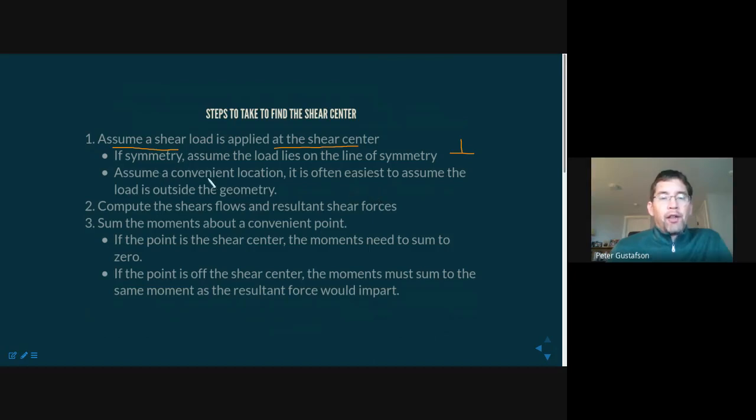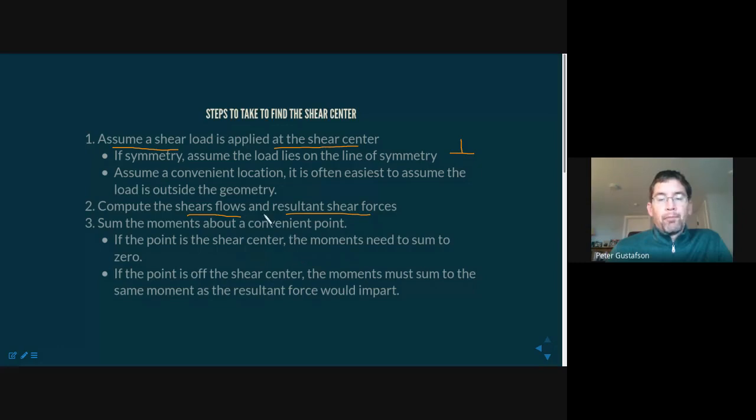And assume a convenient location for your math and your diagram. It's often easiest to assume that the load is outside the geometry just to make the diagrams easier to calculate. And then, of course, with whatever shear load you assumed, you have to compute the shear flows. Those are the Q values. And, if appropriate, the resultant shear forces that go along with your shear loads.